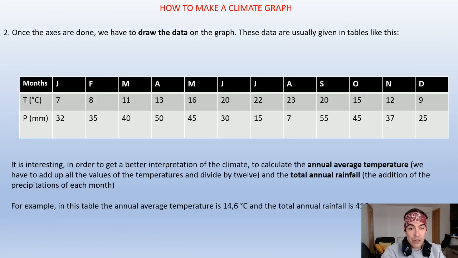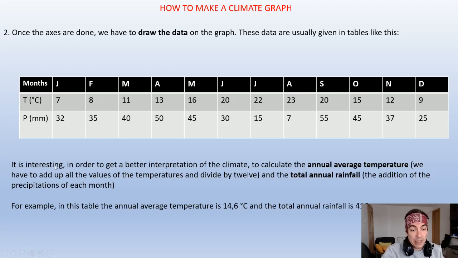Then after we have done this, we have to put the data that we have from a table like this. This is usually how we get the data tables of the climates. Here you have the months, and here you have the average temperature of each month in degrees centigrade, and here you have the precipitation in millimeters, okay? So we have to move this data to our graph.